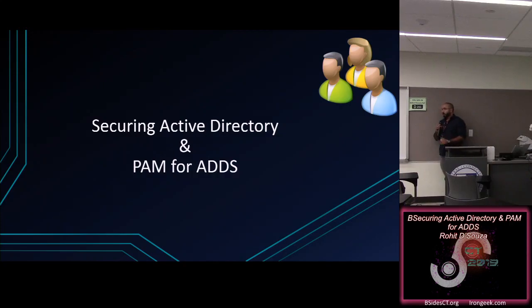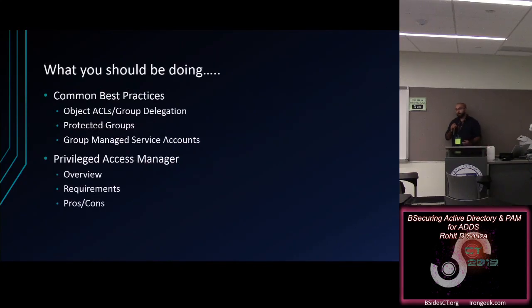So we'll go over a couple of things that everybody should be doing in their environment. We'll go over things like the common best practices, such as access control lists for OUs. We'll talk about how to do group delegation. We'll look at a couple of examples of what the permissions look like when you have different access levels delegated to different users. We'll also go over protected groups. This is a feature that was released in 2012, and they've continued to make some improvements on Server 2016. And then we'll look at group managed service accounts and look at how you can provision those and where you can apply them.